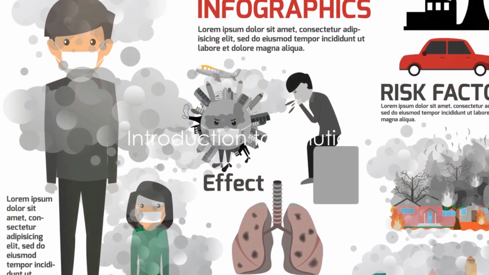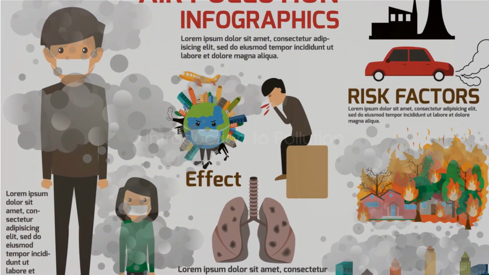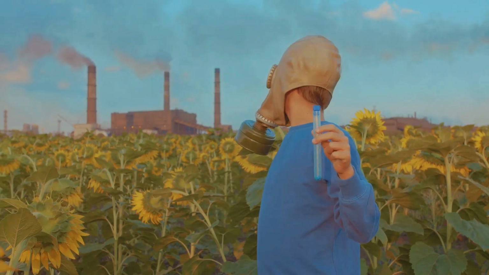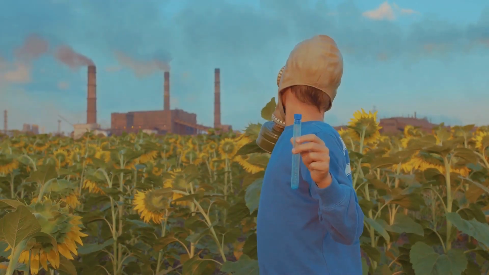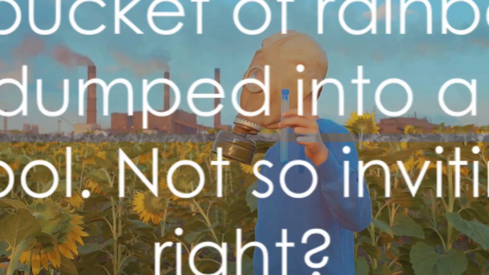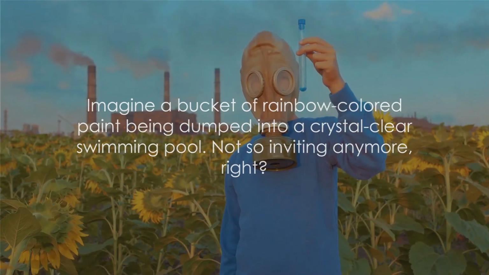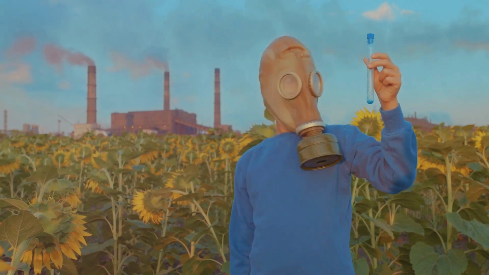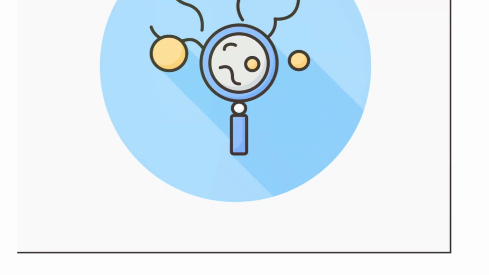Do you know what pollution is and how it affects our world? Well, let's take a moment to understand this. Pollution, in its simplest form, is the introduction of harmful materials into our environment. You can think of it like this. Imagine if someone dumped a whole bucket of rainbow-colored paint into your favorite crystal-clear swimming pool. Not so inviting anymore, right?